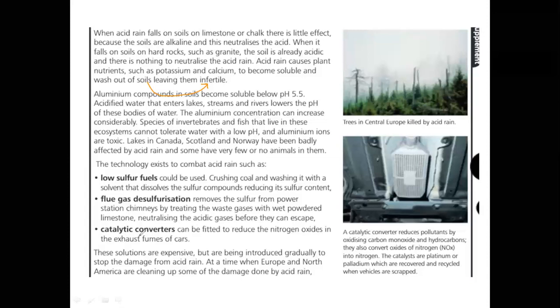Another one is the catalytic converter. These devices can be fitted to reduce the nitrogen oxide in the exhaust fumes of cars. A catalytic converter reduces pollutants by oxidizing carbon monoxide and hydrocarbons. They convert the oxides of nitrogen into a non-toxic form, that is nitrogen.